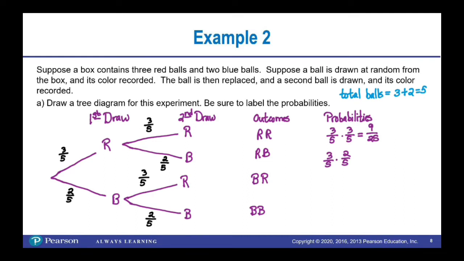For a red and then a blue, we have 3/5 times 2/5, multiply the numerators, multiply the denominators, gives us a probability of 6/25. For blue and then red, we have 2/5 times 3/5, follow your path on your tree diagram. 2 times 3 is 6 in the numerator, and 5 times 5 is 25 in the denominator. And then last we have blue and blue. 2/5 times 2/5 gives us 4/25.